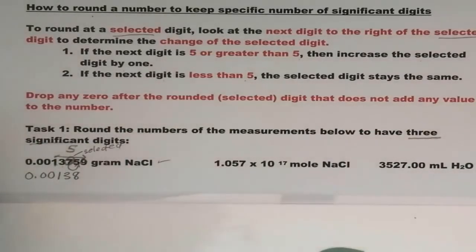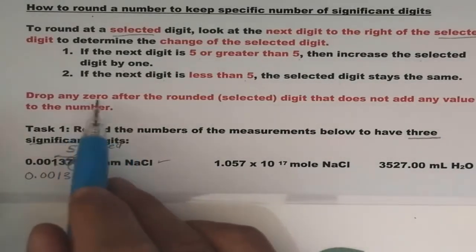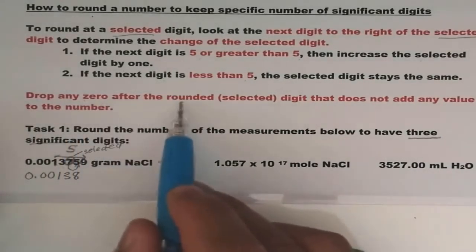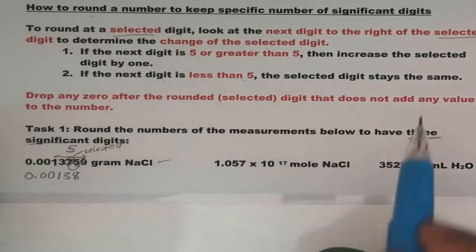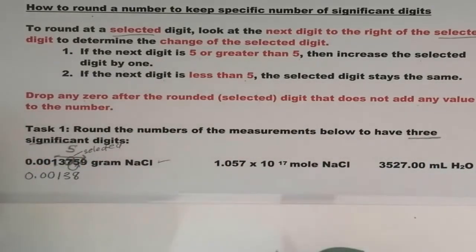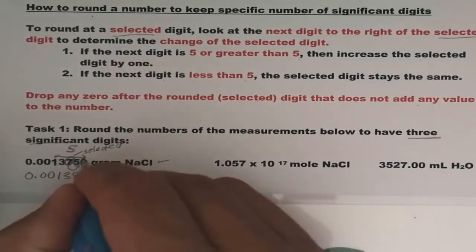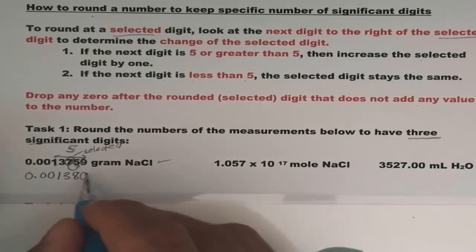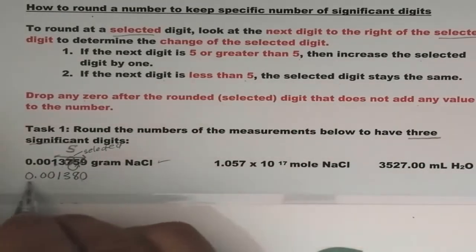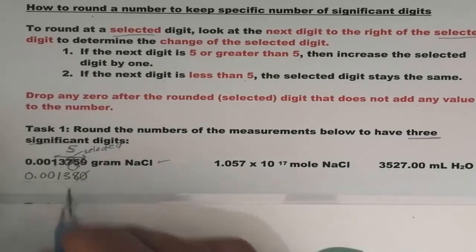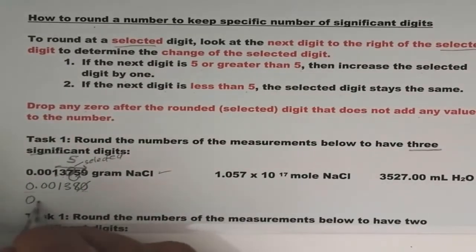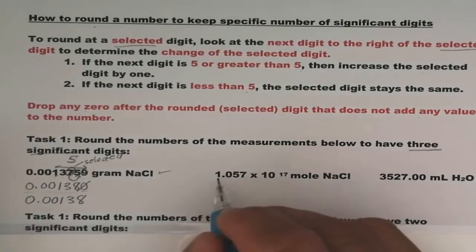And what do we do with those 0s? We are going to drop any 0 after the rounded or selected digit that does not add any value to the number. In this case, this 9 becomes 0. And if I put a 0 here, that 0 doesn't add any value to this whole entire number, so I can just drop it. So therefore, our number would be 0.00138.